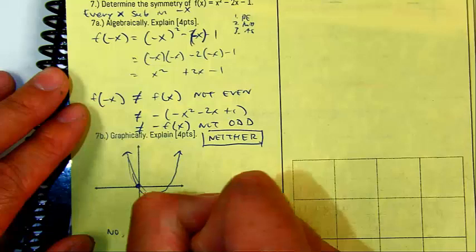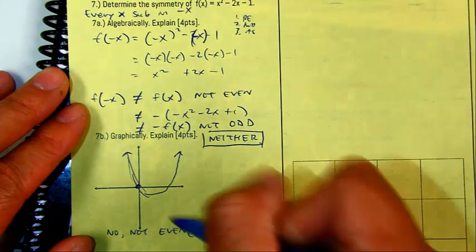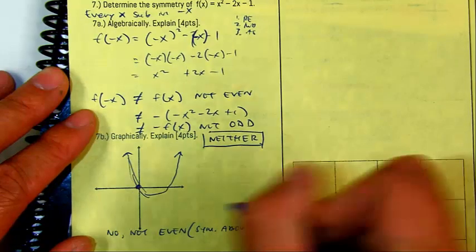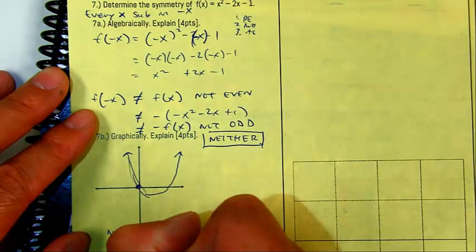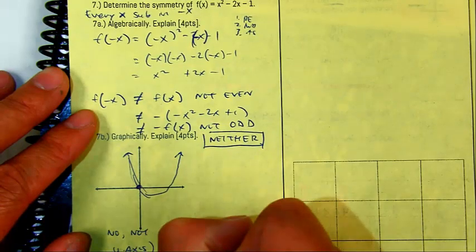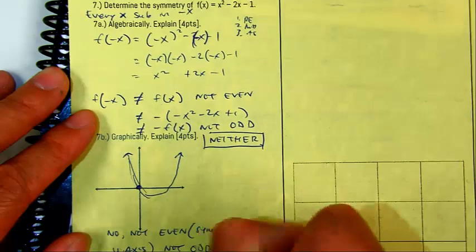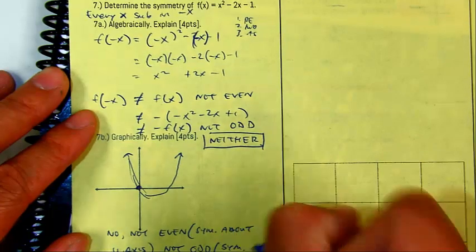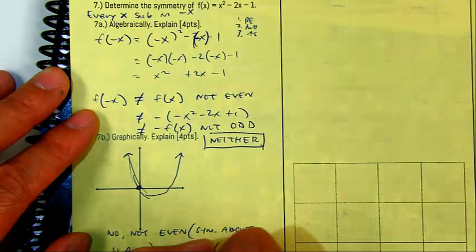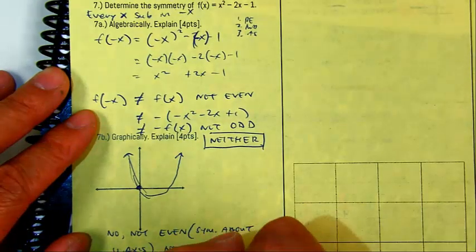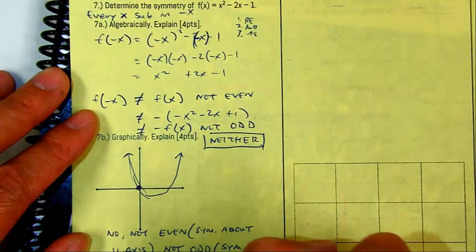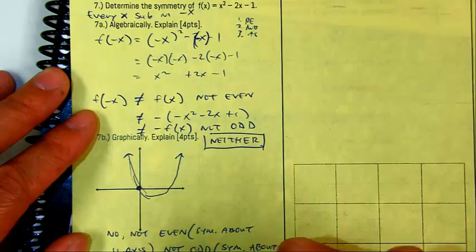Not even, which is symmetrical about the y-axis. Not odd, odd stands for symmetrical about the origin. So it is neither, or not even, not odd.